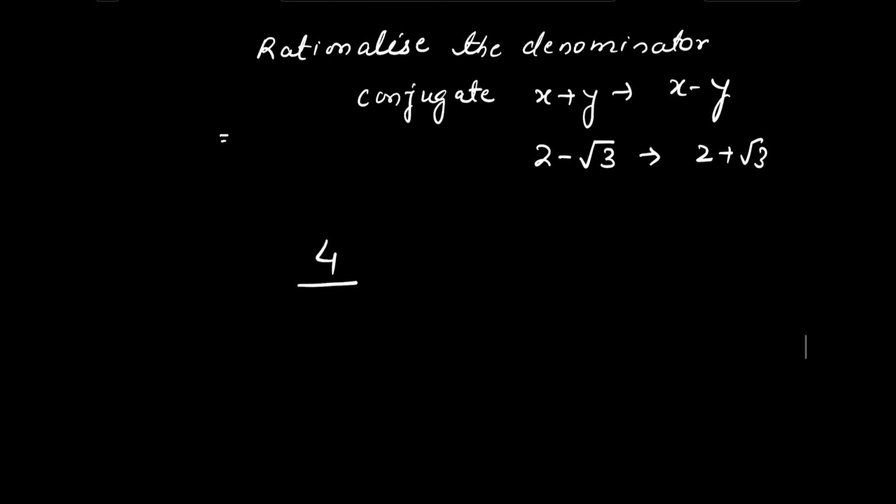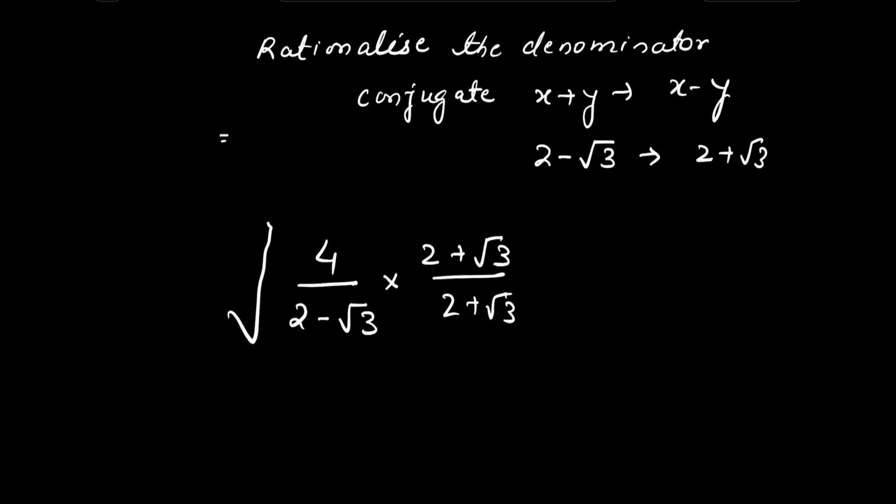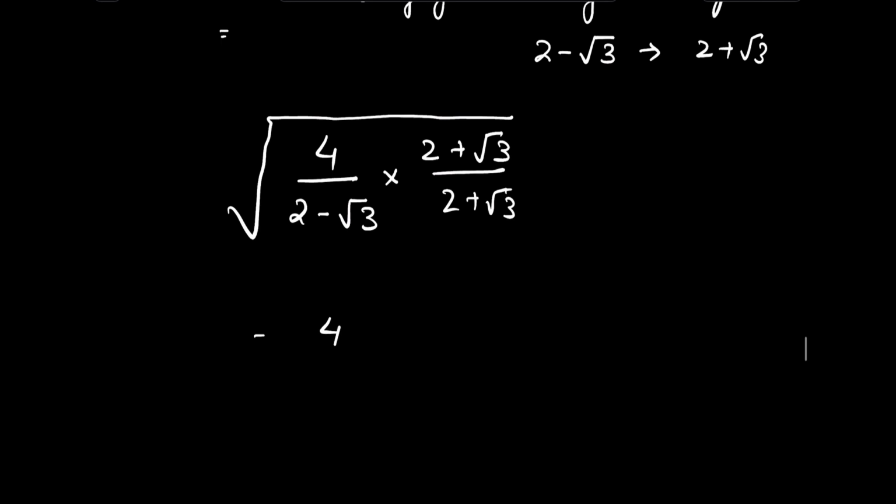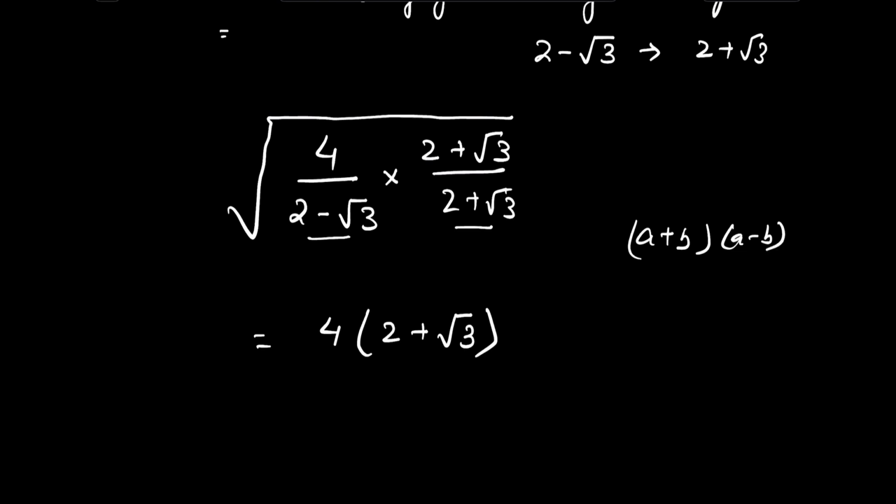So 4 upon 2 minus square root of 3, times 2 plus square root of 3 upon 2 plus square root of 3. Both will get cancelled and it is equal to multiplying by 1, then under square root. So it is 4 times 2 plus square root of 3, and this is in the form of a plus b times a minus b, the difference of squares, which is equal to a square minus b square.